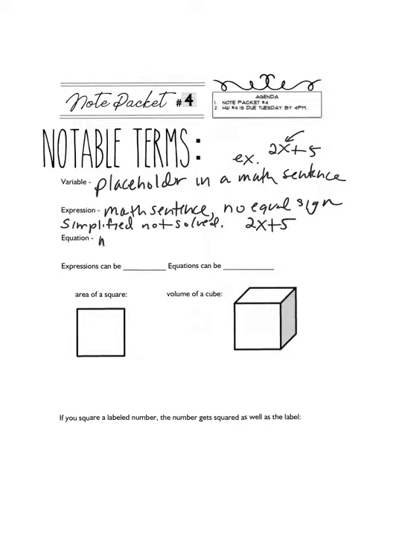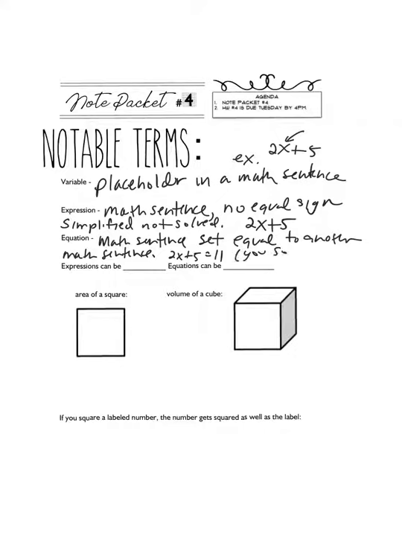An equation is a math sentence set equal to another math sentence. For instance, you could have 2x plus 5 equals 11. That is supposed to be solved. You solve an equation. So again, just to recap, expressions can be simplified, equations can be solved.